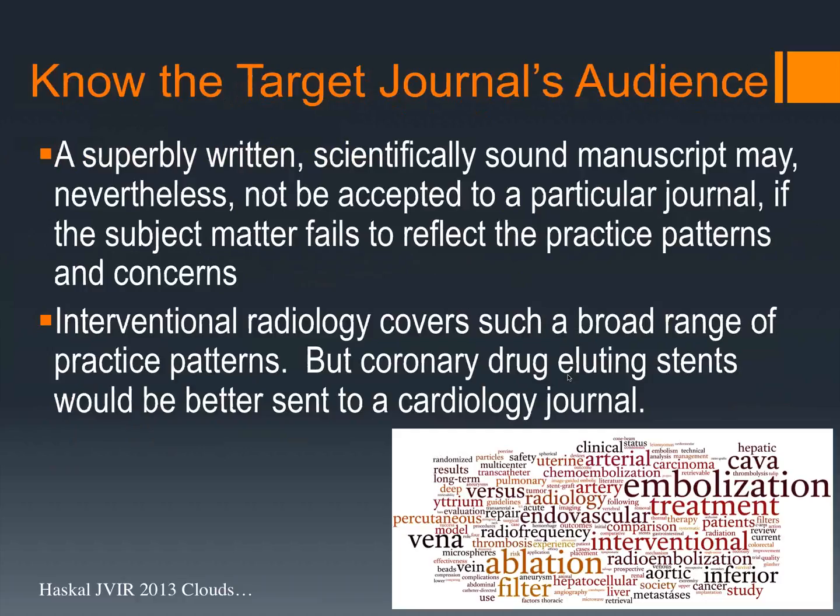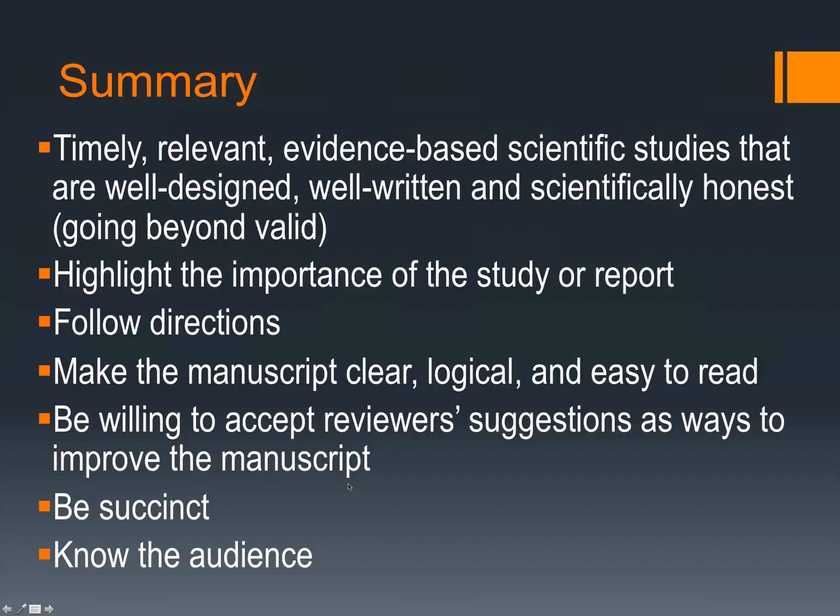One obvious thing is making sure that it's the right journal. Getting the coronary stent animal research paper in JVIR, regardless of how well written, is unlikely to play. And yet we continue to get those because of the word vascular. So same thing for anything else. This is a JVIR word cloud. I run them every so often, as well as some other things just for amusement. But make sure that you're writing for the right journal.